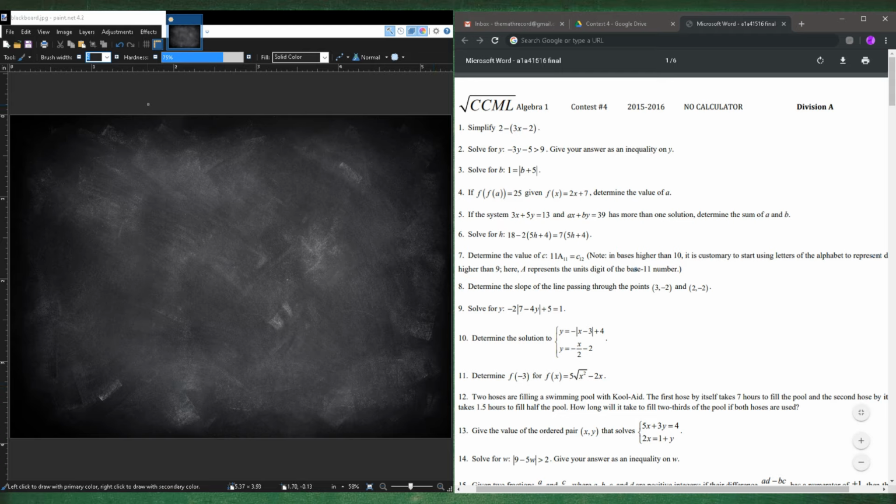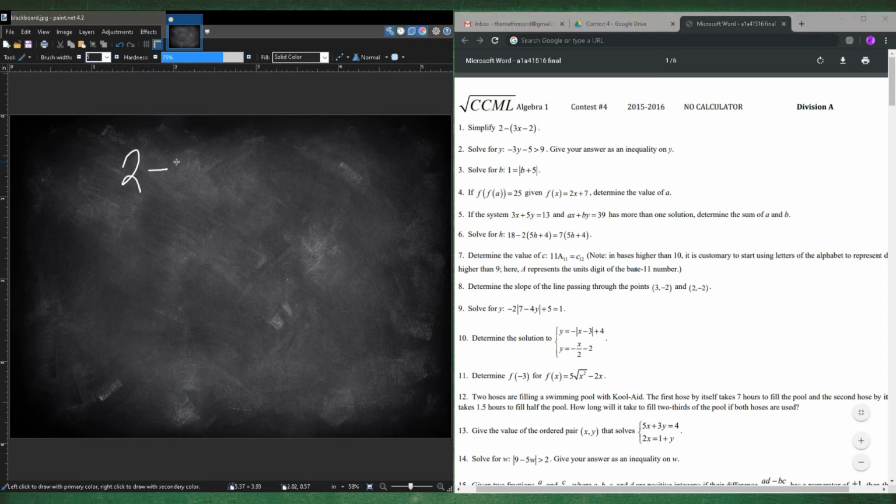Okay, number 1. Simplify 2 minus 3x minus 2. Basically all you have to do is 2 minus 3x, and then minus the negative 2 is just plus 2. So that simplifies to negative 3x plus 4. That's the simplified version, basically just that simple.